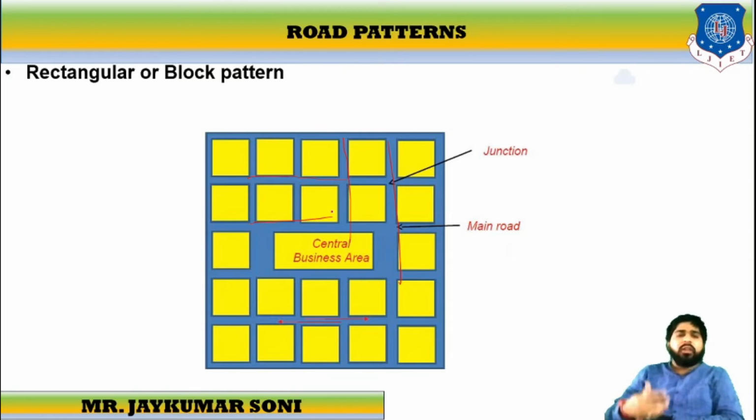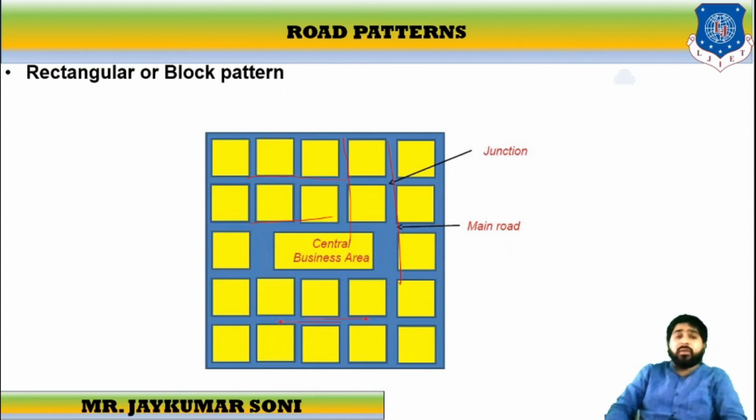So this is the rectangular block pattern. It is also called grid iron pattern. It has the simplest and easiest layout. It has a monotonous long street pattern, and it can facilitate the movement of heavy traffic as well as low traffic and the imposition of vehicles.